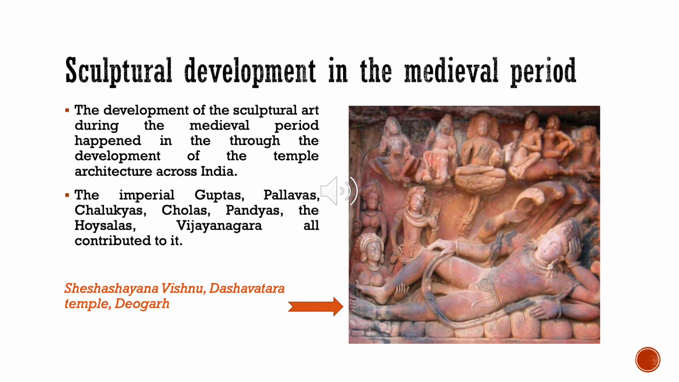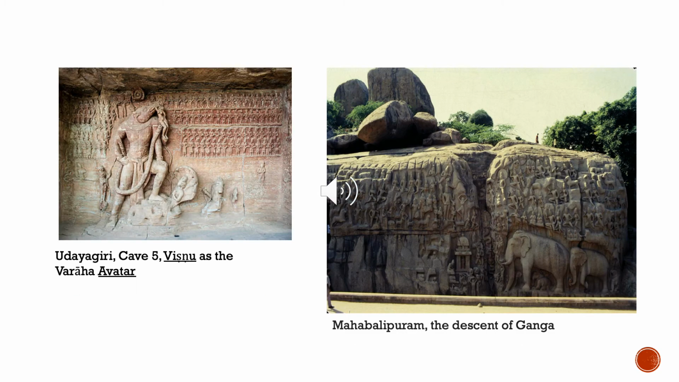Here we can see the Sheshashayana Vishnu in the Dashavatara temple, Deogarh. It is from the Gupta period. Beautifully carved sculptures can be seen across the temples in India. On the left side it is Udayagiri, cave number 5, Vishnu as a Varaha avatar, and on the right side is a very famous panel of artwork, the descent of Ganga from Mahabalipuram. It is from the Pallava period.